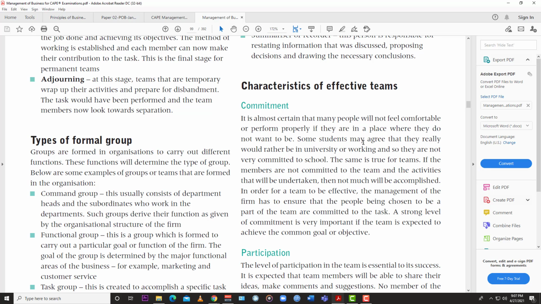So they say some students may agree that they really would rather be in a university or working, and so they are not very committed to school. The same is true for teams. If the members are not committed to the team and the activities that will be undertaken, then not much will be accomplished. In order for a team to be effective, management of the firm has to ensure that the people being chosen to be part of the team are committed. So commitment is a key characteristic.